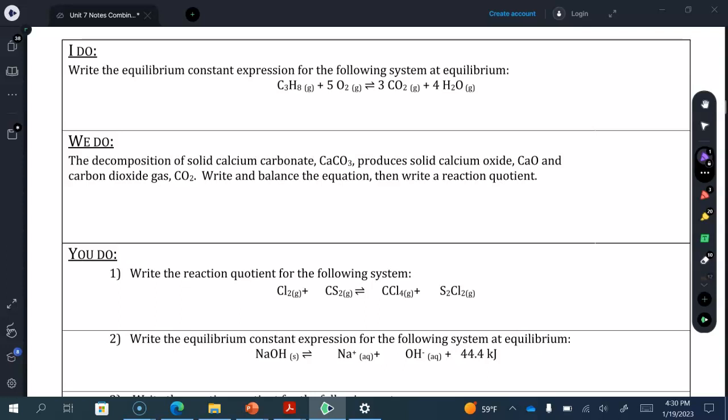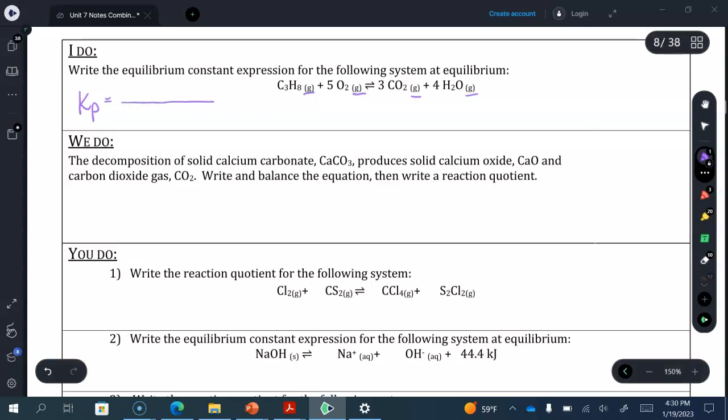If we look at this, write the equilibrium constant expression for the following system at equilibrium. And so we're given this. When we look at this, we see that we have gases all the way across. So that tells us that we're going to use KP rather than KC, because we're more likely to get units in terms of pressure for gases, because that's how gases are measured.